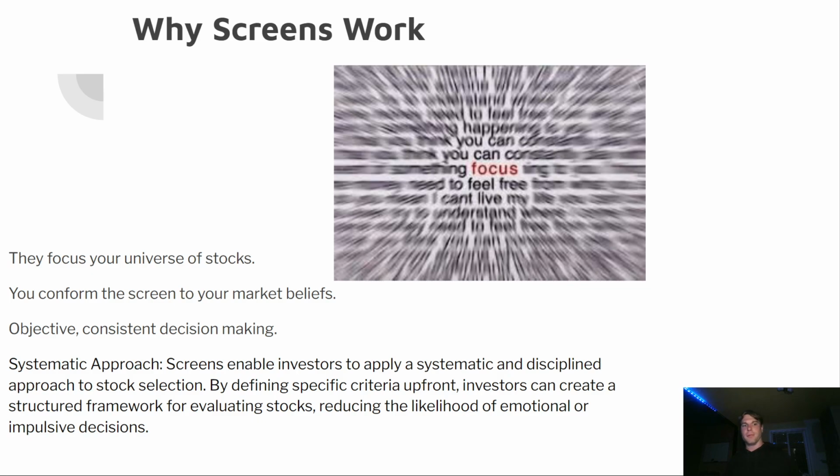And then it applies that systematic approach. It helps you stay disciplined to only buying stocks that you want to buy, making sure you're hitting the pitch that you want to swing at. It does that by following the parameters and criteria that you set up front. And it lets you create that structure and framework that really brings everything together and hones in on what you're looking at.